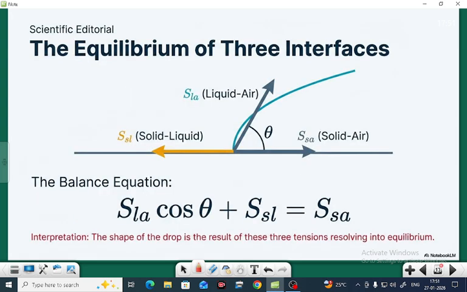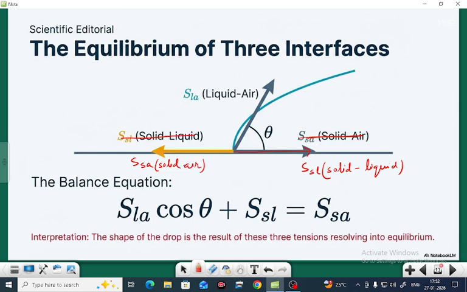The third one is equilibrium of three interfaces. Here you see the three interfaces: SL, the solid-liquid interface; the liquid-air interface; and SA, the solid-air interface.